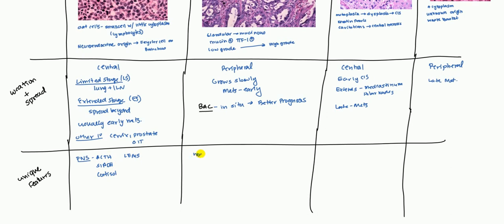Adenocarcinoma is associated with non-smokers. It's the most common one in non-smokers. And even within the non-smokers, the most common one is going to be the bronchoalveolar carcinoma. So that's an interesting thing that you need to remember there.